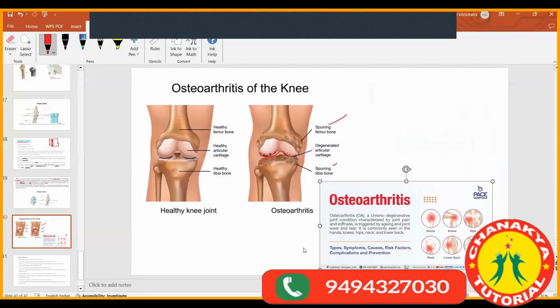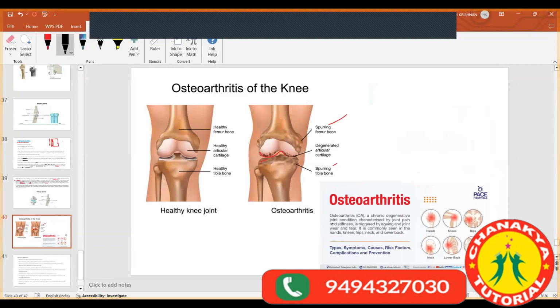Osteoarthritis is a chronic degenerative joint condition characterized by joint pain and stiffness. It is triggered by aging and joint wear and tear, and is commonly seen in the hands, knees, hips, neck, and lower back. So this condition is basically called a degenerative joint condition. The joint will start getting degenerated instead of regenerating. It's not improving, it is getting spoiled, basically going backwards instead of getting healthier and healthier.